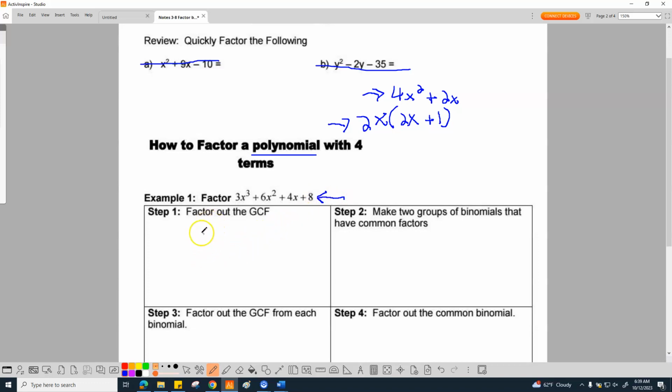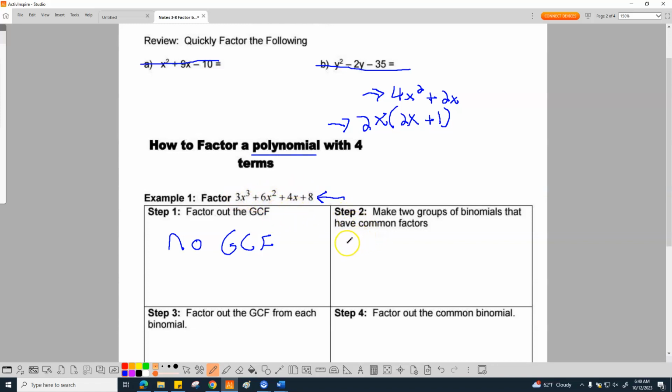Step 1, factor out the GCF. This is a very important one, but you'll notice in this example, there is no GCF. And you can ask yourself a question. Number 1, do all of these terms have a letter, yes or no? No, you can't take out a letter. Do all of these terms have a similar divisor? And the answer is no. 2 doesn't go into 3, 3 doesn't go into 4, 3 doesn't go into 8, etc. So there is no GCF here.